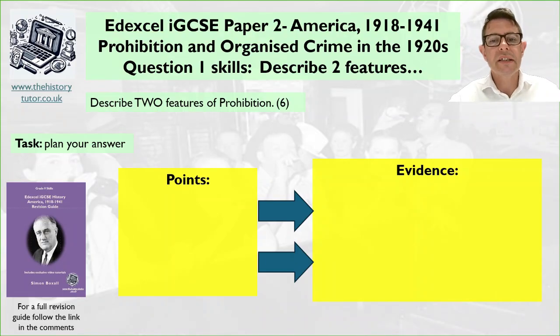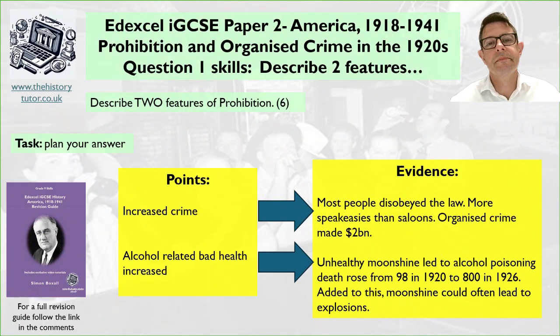So we need a point that sets up a feature of prohibition. Does it encourage crime, for instance? Okay, we need a feature. Then we need some evidence to back it up. So pause now and have a think about 2 features that could make your points and the evidence you'd use to back that up. Away you go. Here's my idea.